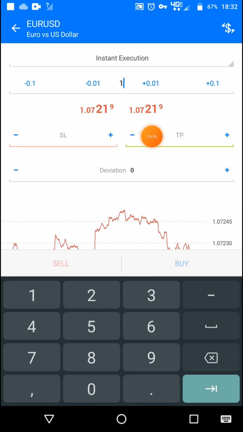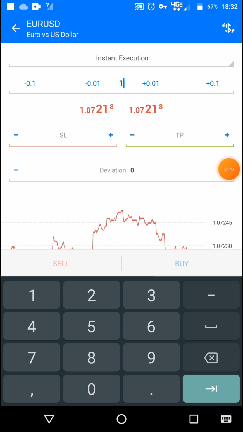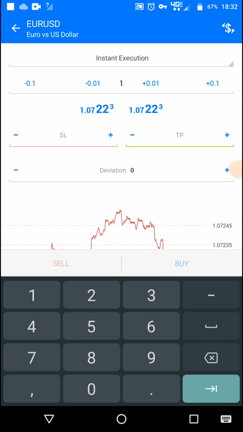Let's say that right now the market price is 1.0721. When it moves to 1.0722, it means you've made a profit of 1 pip, and that one pip will give you $10, because you set it here that 1 pip should give you this lot size, and this lot size means $10. So that's how the lot size is being measured. One lot size means $10.